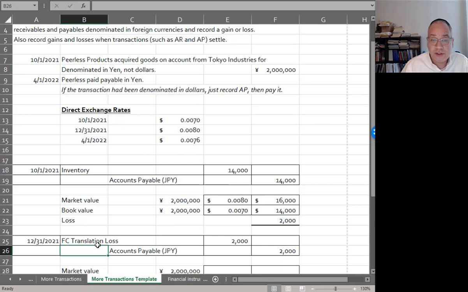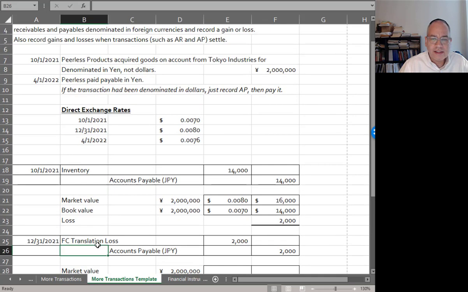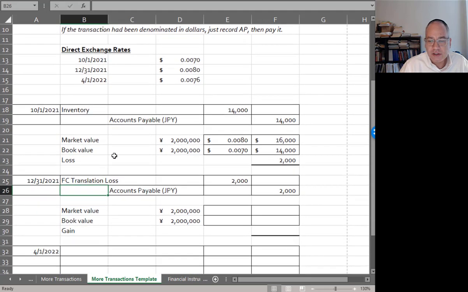This goes right to the balance sheet. I'm sorry, right to the income statement as a loss. Now the transaction is going to settle. We've got to pay off this debt in yen on April 1st. So the first thing that I'm going to do is adjust the value.